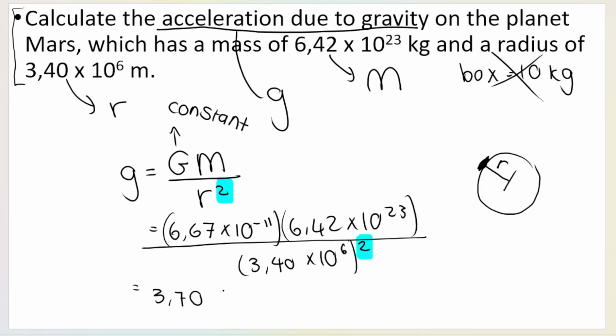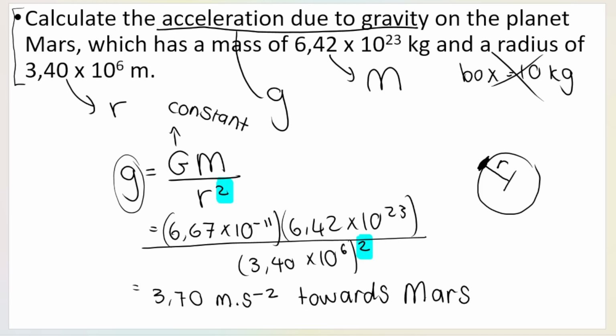And I get 3.7. Now remember, gravitational acceleration is measured in meters per second squared, and your direction is towards Mars. You can say towards the center of Mars, towards Mars, but not downwards, because downwards isn't really correct. If an object is here, it'll be pulled towards Mars. It's towards the center of whatever planet we are talking about.